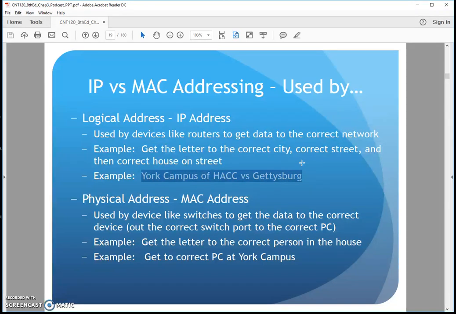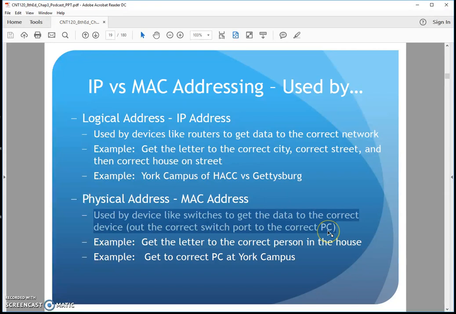So if I send something and use the IP, it'll know to get it to the correct network, you know, HAC York as opposed to HAC Gettysburg. Once it gets in the door, once it gets to the York campus, now the MAC address gets used to get it to the correct node, okay? The MAC address now gets used to get it to the correct computer in that LAN, in that network. So the correct computer at the York campus, the MAC address is getting used to get it to that PC.